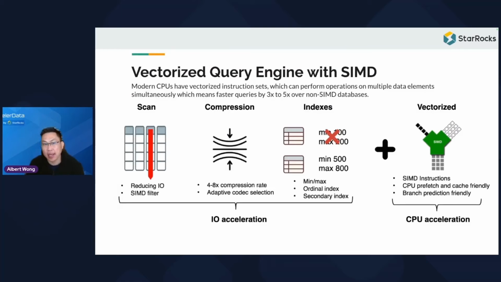So one is our vectorized query engine with SIMD, right? Vectorized, for all intents and purposes, means that you store the data in columns. Why in columns? Well, most of the time for an OLAP database, you're actually doing aggregations.